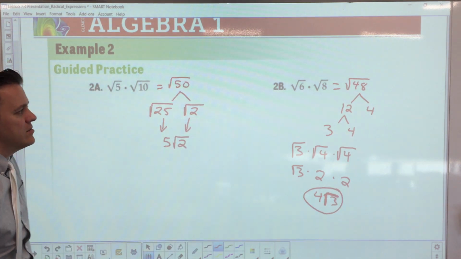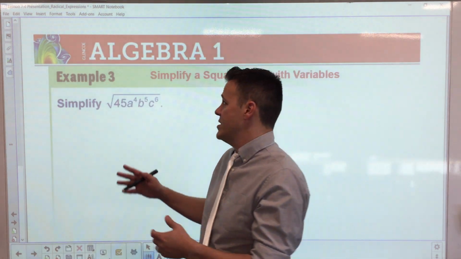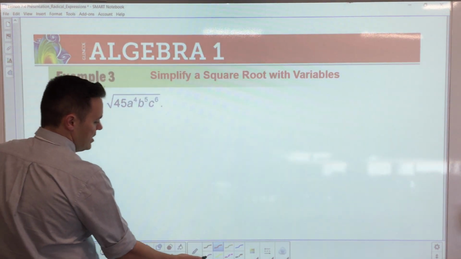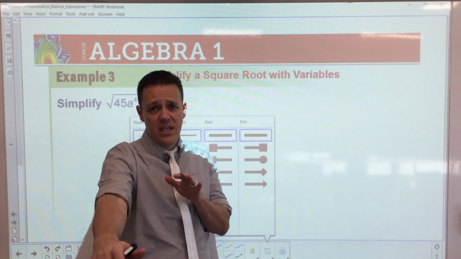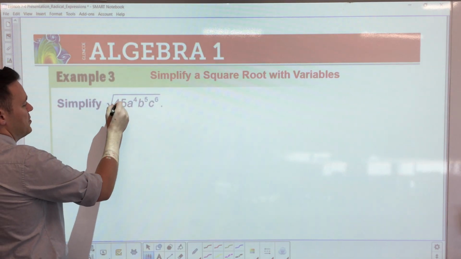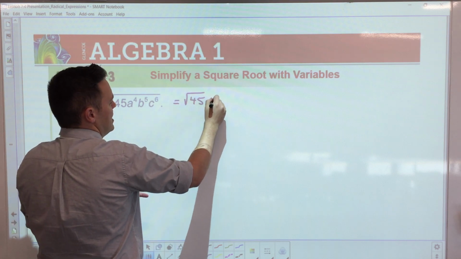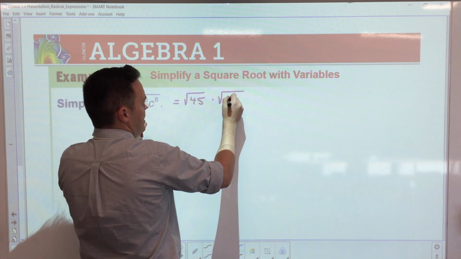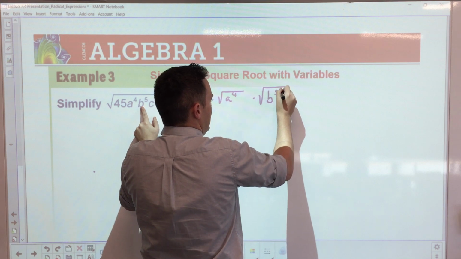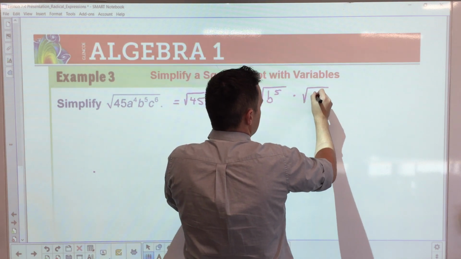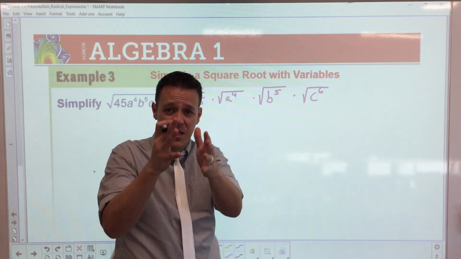Okay, all right, so hopefully you guys get the gist of this so far. Now we're going to go down a more complicated road in terms of simplifying these, okay? I'm going to show you kind of a long process about this because I want to make sure you guys understand some of the key factors with it. So we're going to break this up. This is going to equal the square root of 45 times the square root of a to the 4, times the square root of b to the 5th, times the square root of c to the 6th, okay? This and this are the same thing. I'm just blowing it out a little bit because I want to take it piece by piece.